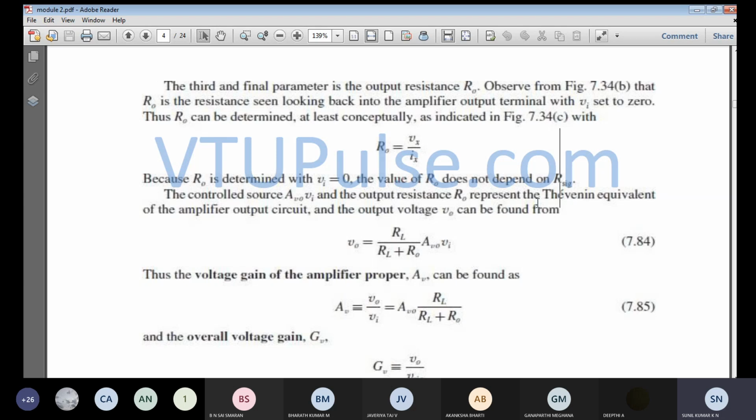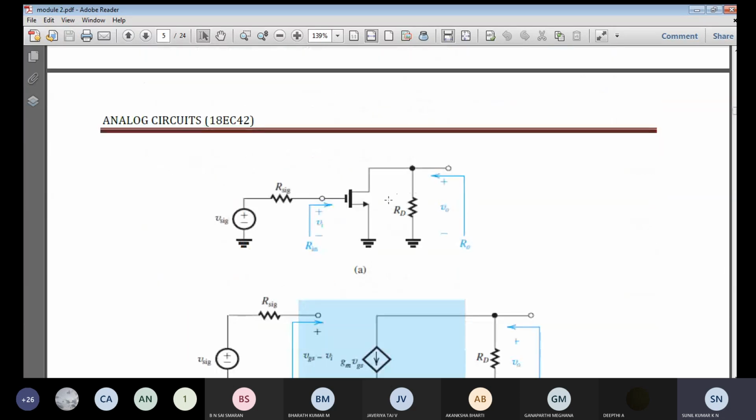If I consider the output circuit, you have a Thevenin equivalent circuit of the amplifier output. The output voltage V0 is AV0 into Vi. If a load resistance is present, that voltage is multiplied by RL divided by RL plus R0. If the load resistance is not there, then the output resistance is defined by RD itself.